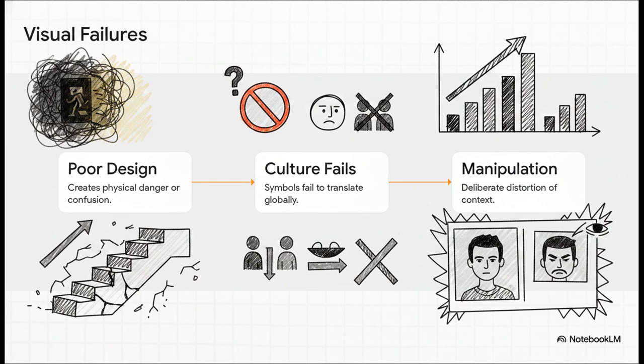Imagine a fire exit sign in a crowded building that is poorly lit or practically hidden by bad architecture. Bad design in this context isn't just ugly, it actually creates real physical danger. Second is cultural misunderstanding, which happens when a symbol simply fails to translate across international borders. And third, perhaps the most insidious of all, visual manipulation.